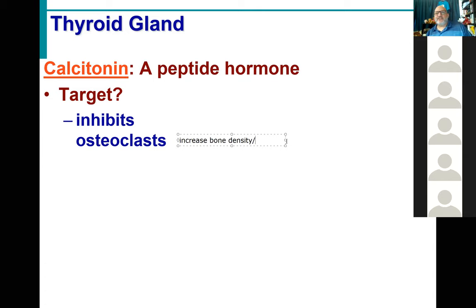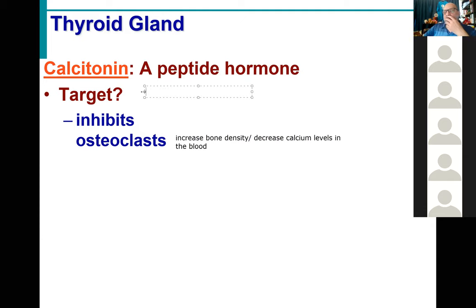But what's the other reason, and probably the more important reason, is it's going to play a role in regulating calcium levels in the blood, right? If fewer osteoclasts are breaking down matrix, less calcium is being released into the blood. And so as a result of that, it is going to decrease calcium levels in the blood. Excellent. We see that effect on the calcium levels in the blood with the other targets of calcitonin as well.